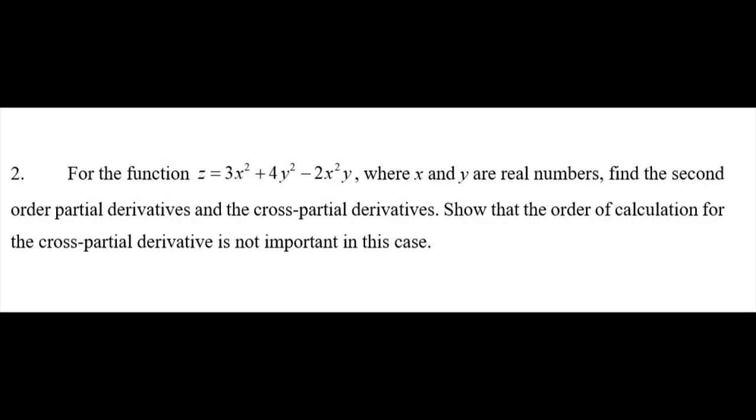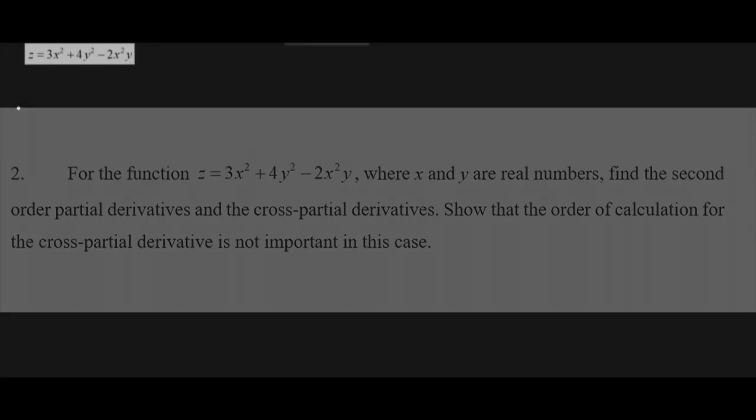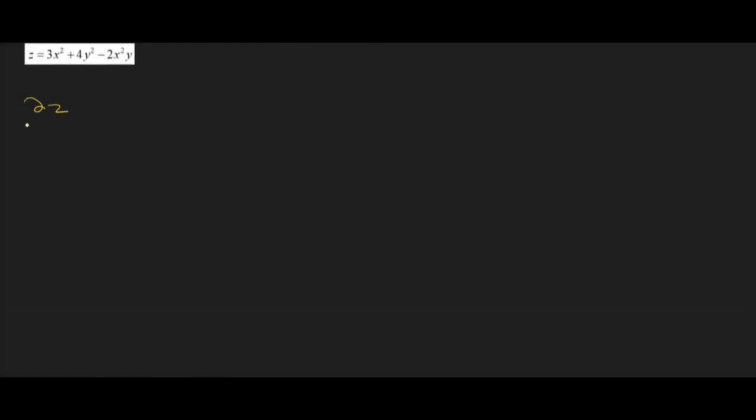In this video we're going to look at the calculation of partial derivatives for multivariable functions. For example, here's question 2 from chapter 6. We've got the function given here, z equals 3x squared plus 4y squared minus 2x squared y, and we want to calculate all the partial derivatives, second order partial derivatives and cross partial derivatives.